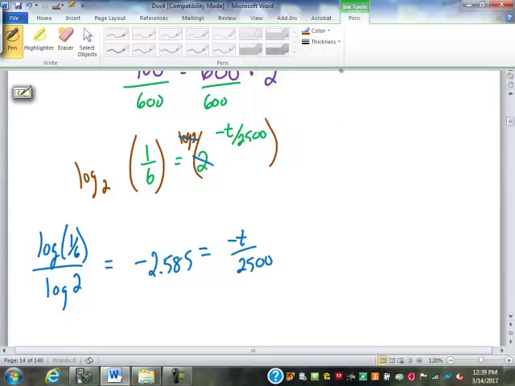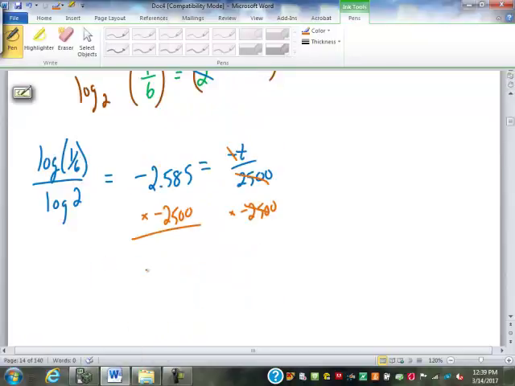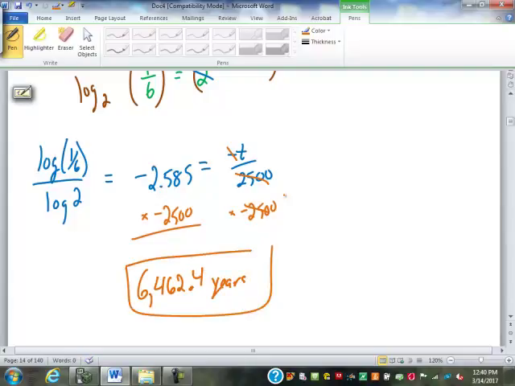Now to solve for t here, I have to get rid of the 2,500 and the negative, so I'm going to multiply by a negative 2,500. So I'll cancel out the 2,500 and the negative. Gives us 6462.4, so 6,462.4 years. If we just did 6462, that'd be fine as well. Any questions on that one?